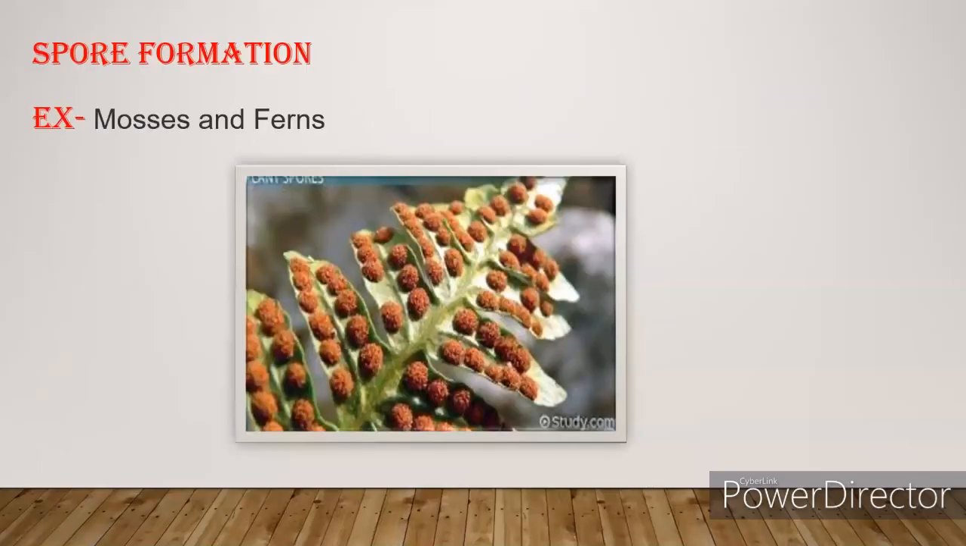Then the last one is spore formation. Many plants and algae form spores in their life cycle. A spore is an asexual reproductive body surrounded by a hard protective cover to withstand unfavorable conditions such as high temperature and low humidity. Under favorable conditions, the spores germinate and grow into new plants. Plants like mosses and ferns use this mode of reproduction, that is spore formation.